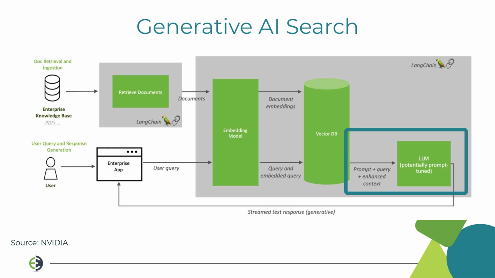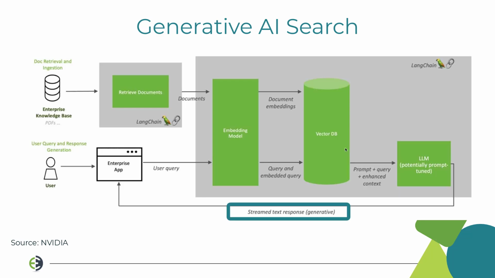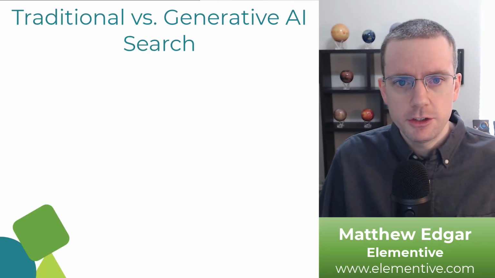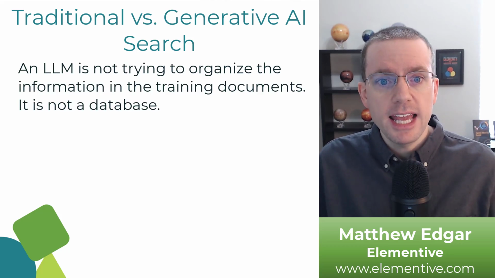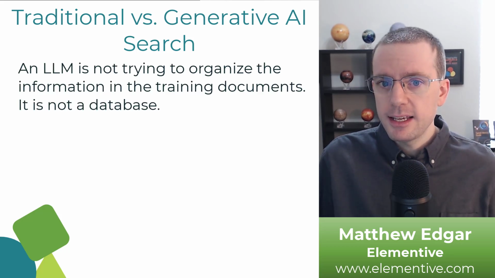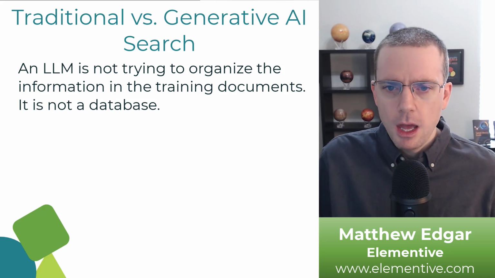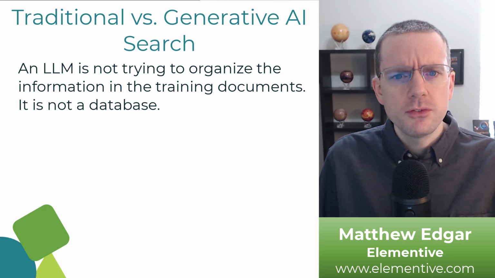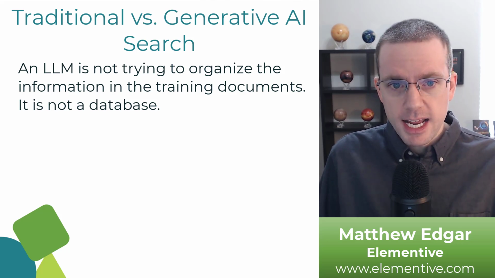The LLM combines the retrieved data that it found in the RAG, its training, which is that statistical model of language, and the original prompt to generate a response. And then at that point, the generative AI system is able to format and present the response back to the user. All right, now that we understand the differences, let's compare the two. The crucial thing to remember is that the LLM is not trying to organize the information in the training documents. Unlike a traditional search engine, an LLM is not trying to retain key facts or figures. An LLM is not a database.